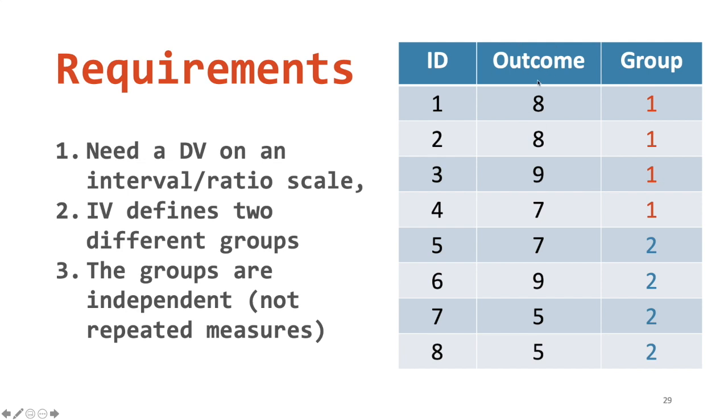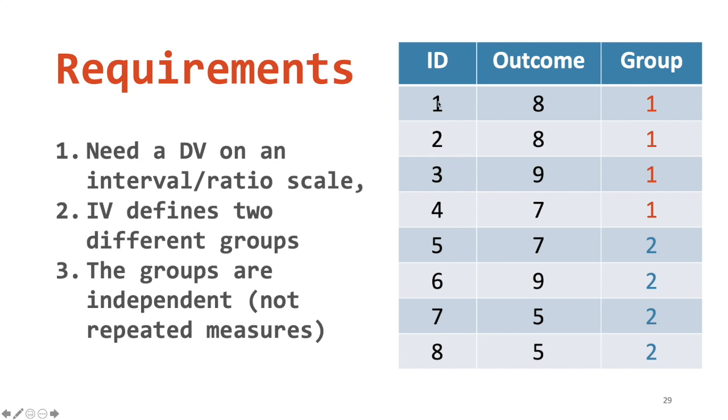In this case, our outcome looks continuous. It ranges from 9 to 5, it looks like. We have an independent variable that defines two different groups. In this case, we call it group, and it has 1s or 2s. And the groups are independent.